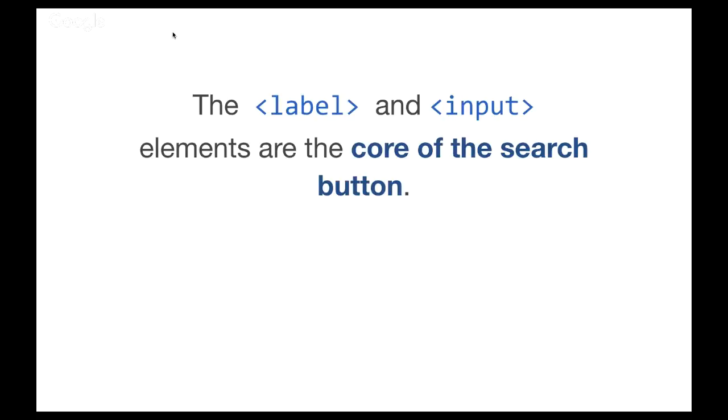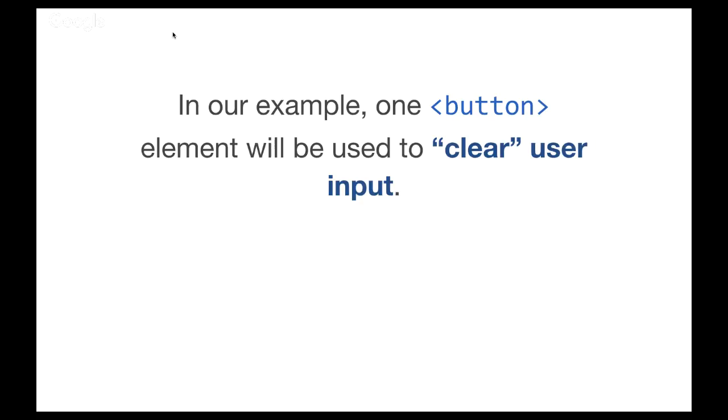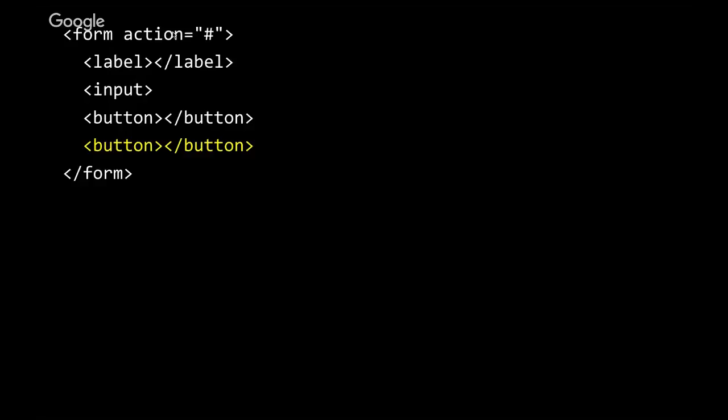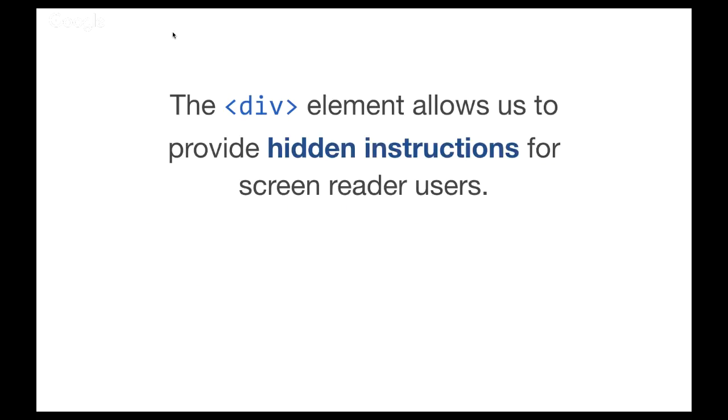The next elements are the label and the input elements, and they're the core of this search function. So we have the label and the input inside the form. Now, in this example, we've got two buttons. The first one is a clear button. You'll see we have a button, end button, and then we have a second button, which is a submit button. Then we have an unordered list, which is used to display a list of suggestions when they're appropriate. And then the last element is a div element, and that allows us to place some hidden instructions for screen reader users.